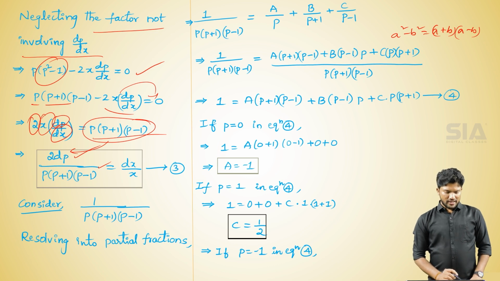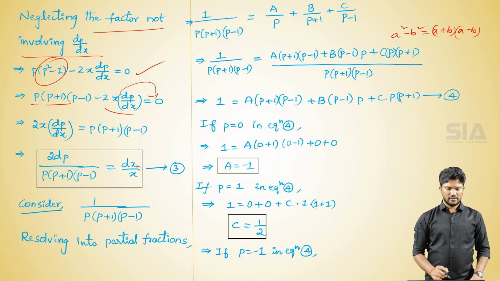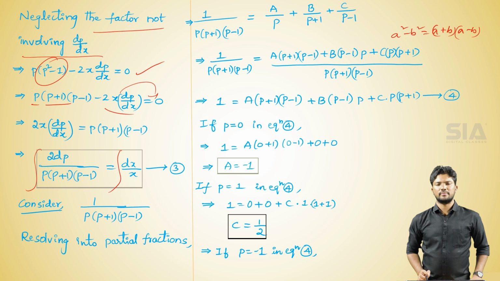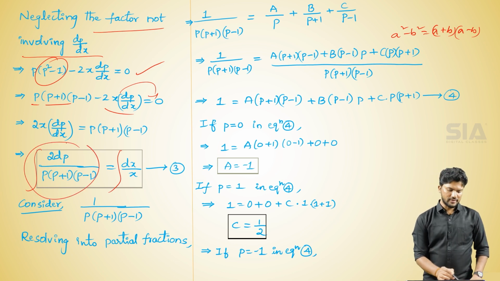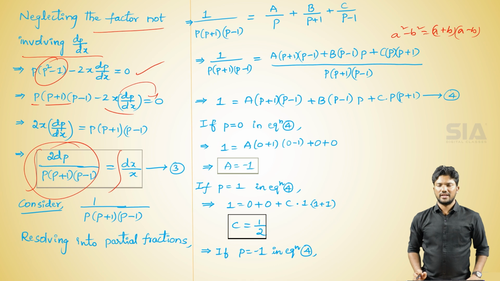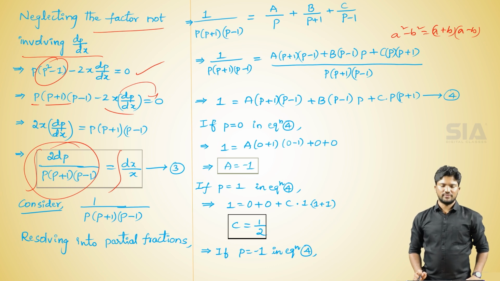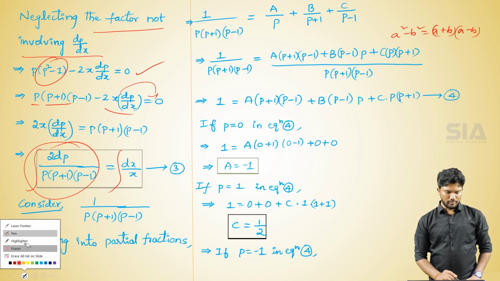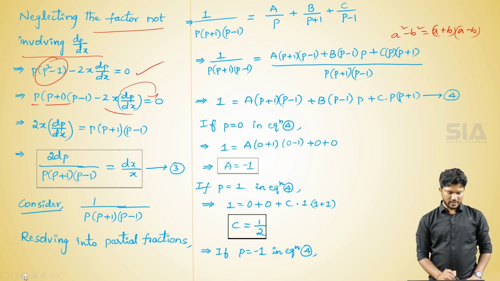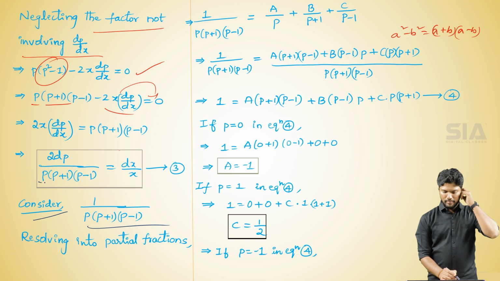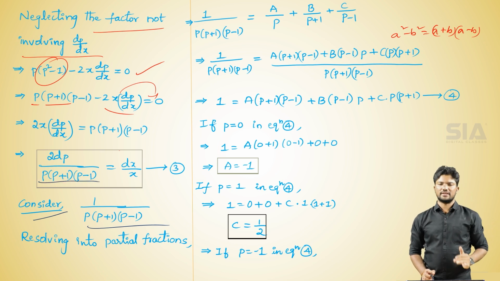Now directly if you apply integration to this equation, on the LHS we don't have a direct formula. Integration of 2 dp by p into p plus 1 into p minus 1, we don't know the formula for that integration. So first of all we have to find that value by using partial fractions. Before applying integration, here we have to consider 1 by p into p plus 1 into p minus 1 first of all.